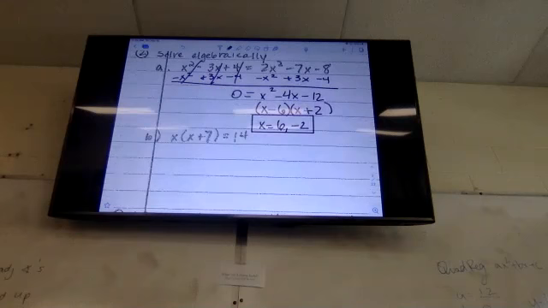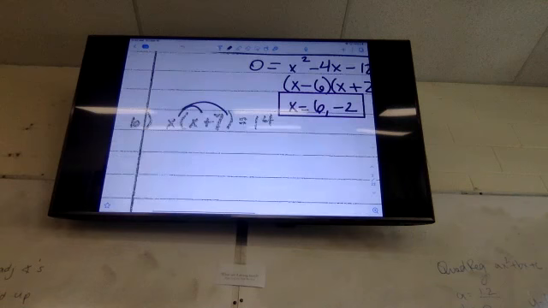Same thing for the next one. I want to distribute that x, and then I want to bring the 14 over to the other side, and then I think we have the same three options as well. Quadratic formula, complete the square, factor. We'll see whatever works the best, okay? So let's distribute. I get x squared plus 7x equals 14. We'll bring that 14 to the other side.